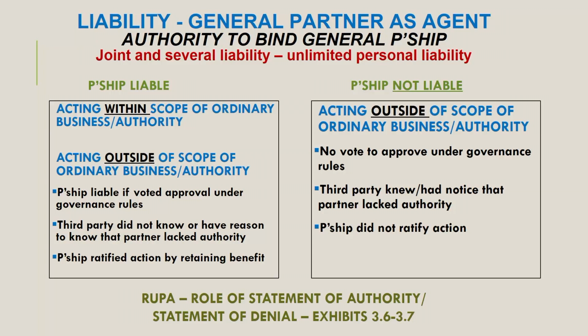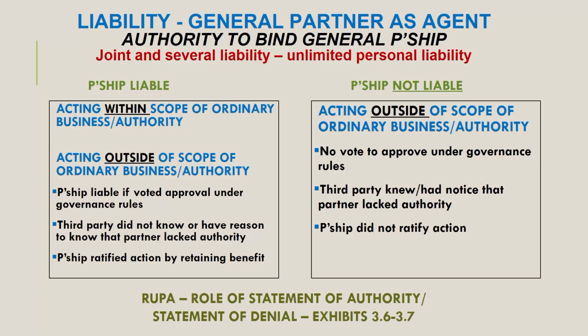The partnership is not liable if you're acting outside of the scope of ordinary business, outside of the scope of your authority, and there's no vote by the partnership to approve what you've done, or the third party knew or should have known you didn't have authority, or the partnership made it clear we're not going to ratify this action.